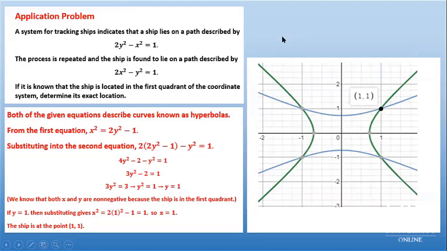Solving these systems of equations where one or both equations is nonlinear is interesting, and I think it's especially interesting to solve them algebraically first and then to look at the graph to confirm our answer.